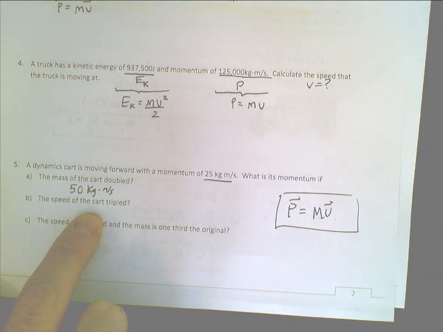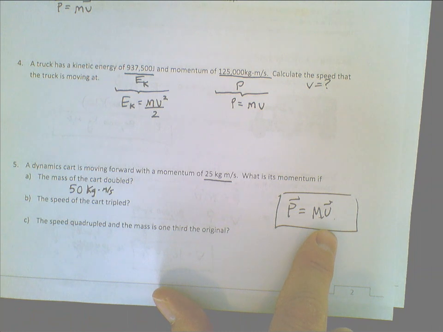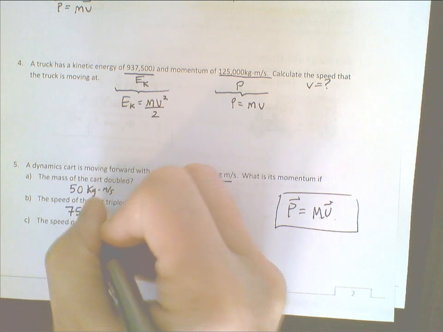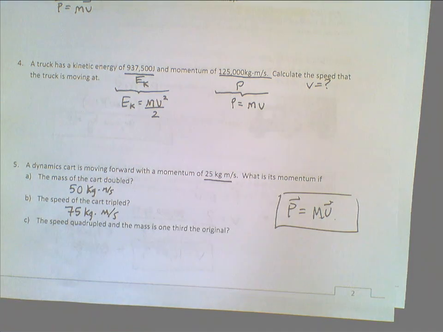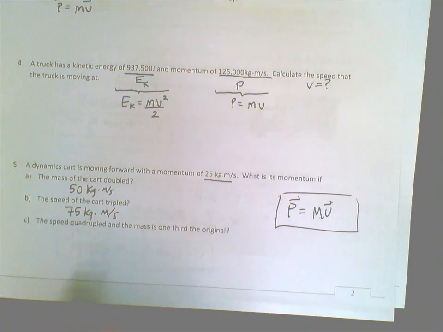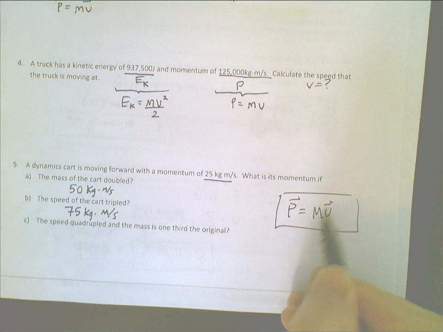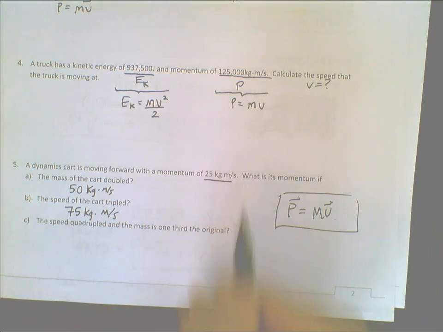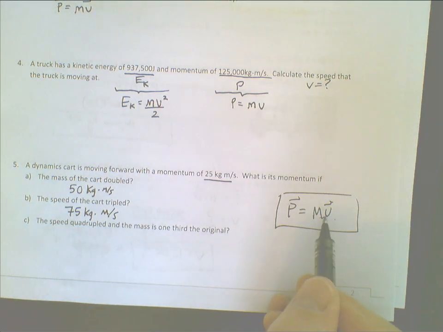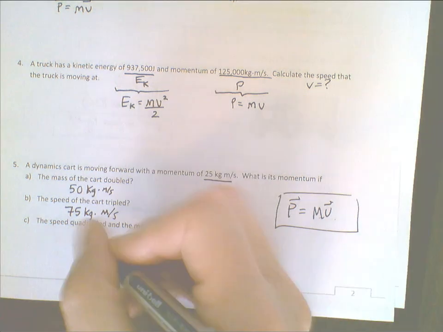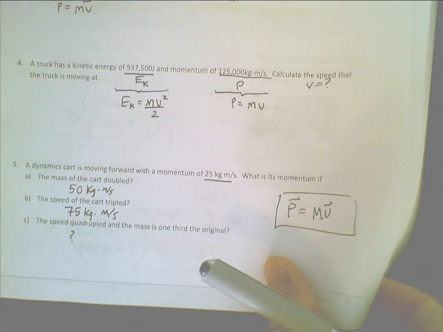What happens if the speed of the cart is tripled? Well, the speed of the cart is tripled, 75 kilogram meters per second, because if this triples, the momentum triples. If that doubles, that triples, or that doubles. The speed is quadrupled, so now there's 4 times the speed, and the mass is 1/3. So, see if you can figure out what a quadrupling of the speed and a 1/3 of the mass would be for that question there. Okay, let's see what you get for that answer. Okay.